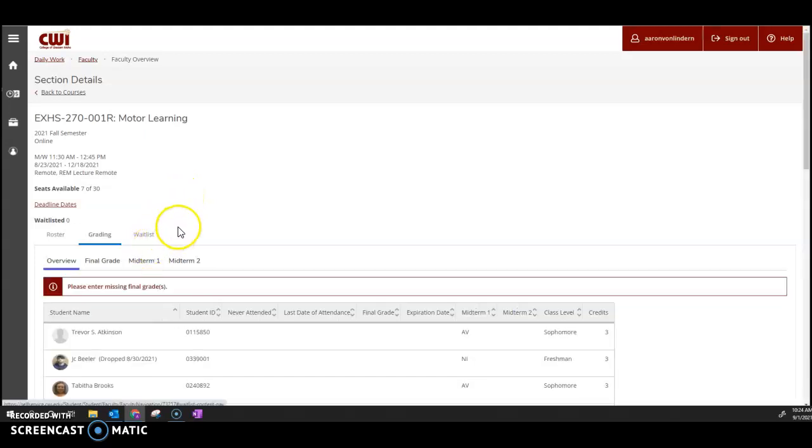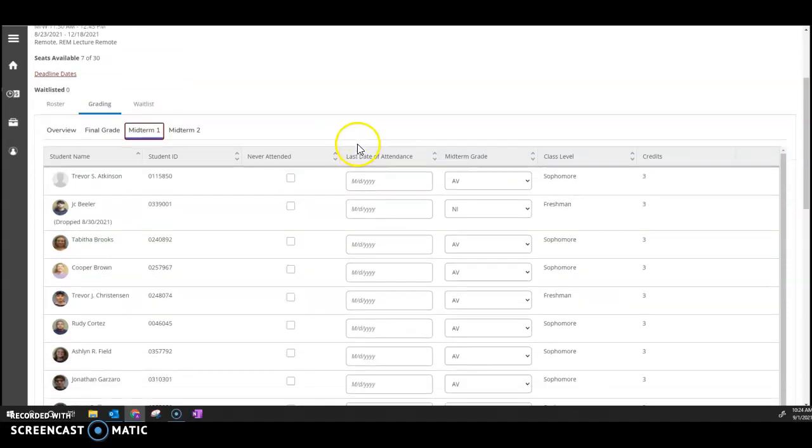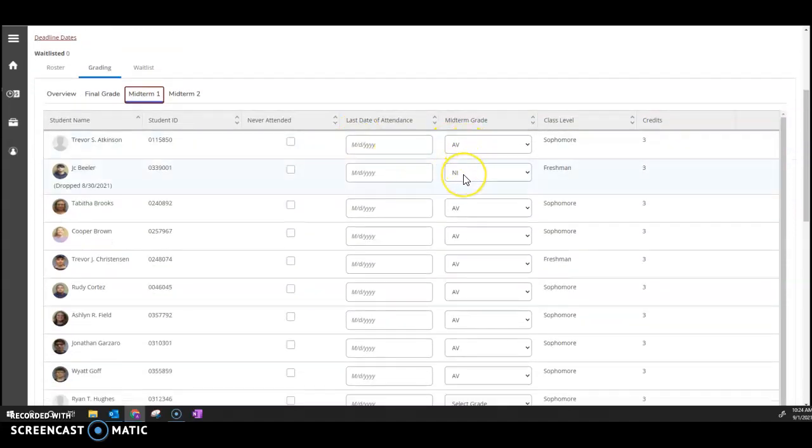and then the first one you're going to do that's past due is the midterm one. That's where you're going to put AVs or NIs if they never attended. This NI means needs intervention. AV means the attendance was verified.